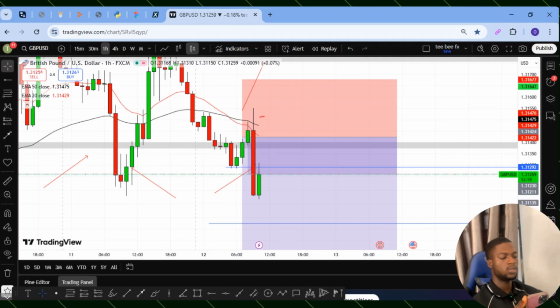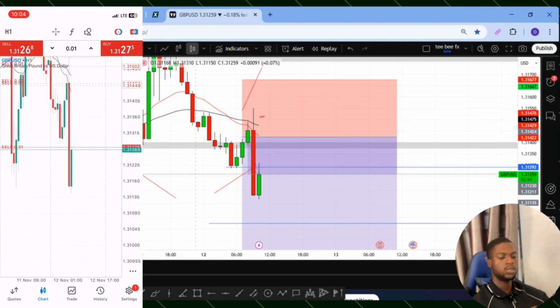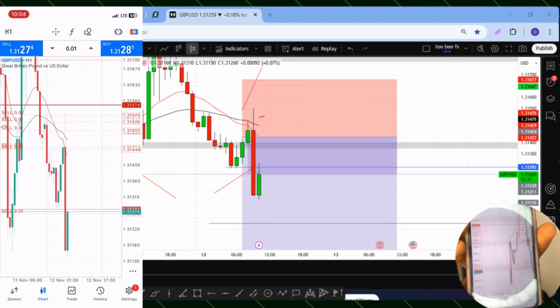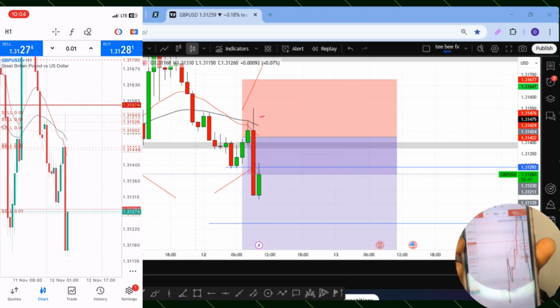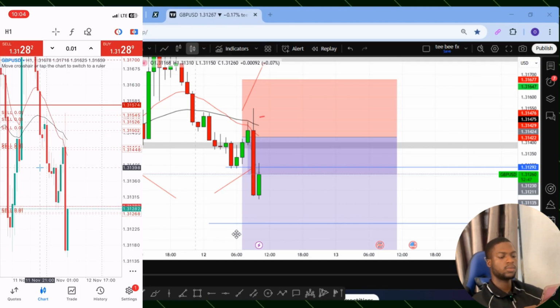I'm already in on the position now. I've already added 0.03 to my previous position. Can you guys see this? So I've already added more position to my entries. Let's see how this thing plays out.